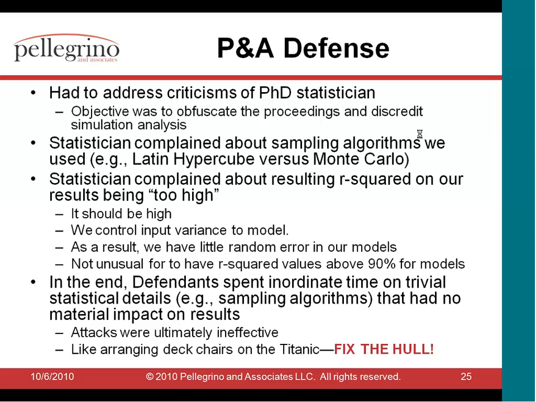But here, because we control all the input variance, we don't have that random error in our model. It's not like we're trying to correlate changes in mortgage interest rates to housing starts, and there's other factors that might be unexplainable there. That's how an economist looks at R-squared. That's not what we have to deal with here. We're controlling all the inputs, so a lot of time was spent having to defend that.